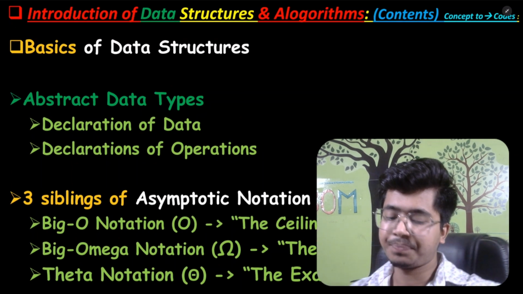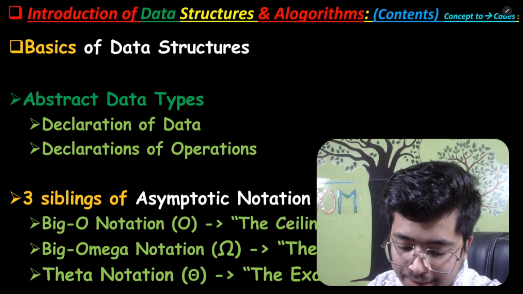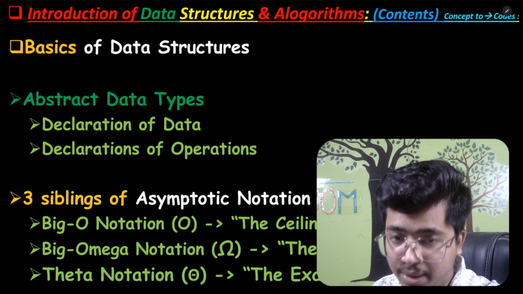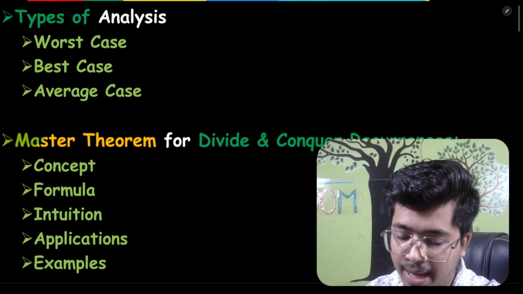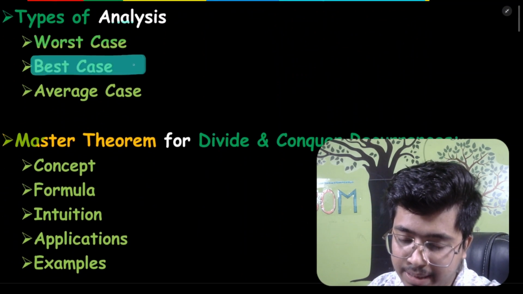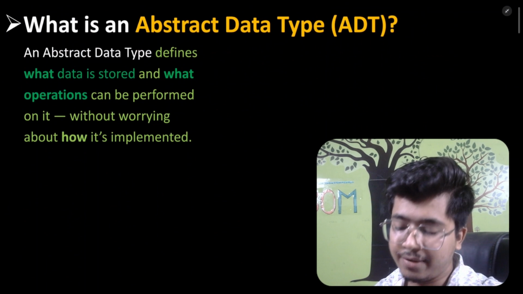So let's start. This is the index: we will be studying abstract data types, declaration of data, declaration of operation, then asymptotic notation. Then we will be understanding the analysis: worst case, best case, average case, etc. Then the master theorem. So let's start with abstract data types.